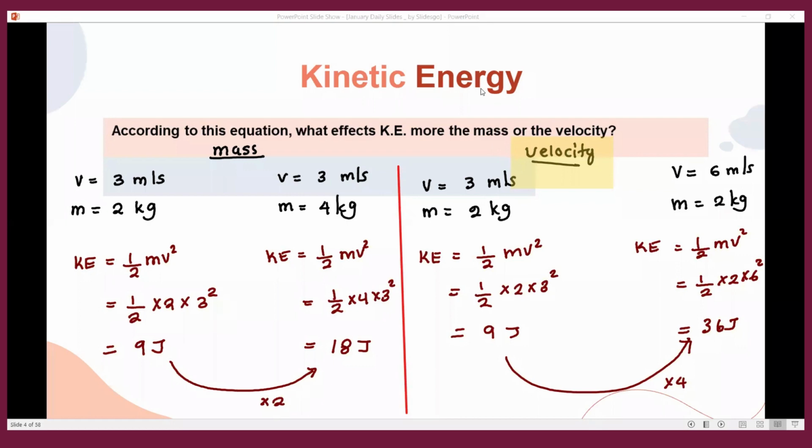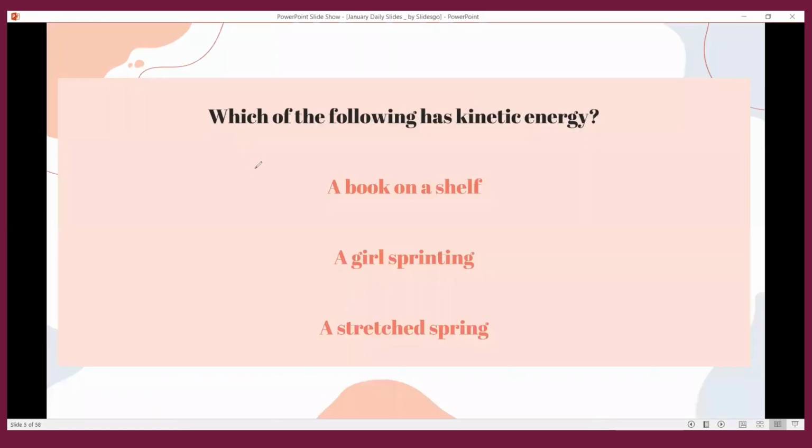Moving ahead, we have a question. We know that kinetic energy can be observed in an object which is moving. Which of the following has kinetic energy? A book on a shelf. The book is at rest, so it's not moving and it does not have kinetic energy. A girl sprinting, of course, we can go with this answer since we can see motion there. A stretched spring is storing potential energy due to its position. So yes, that is potential energy.